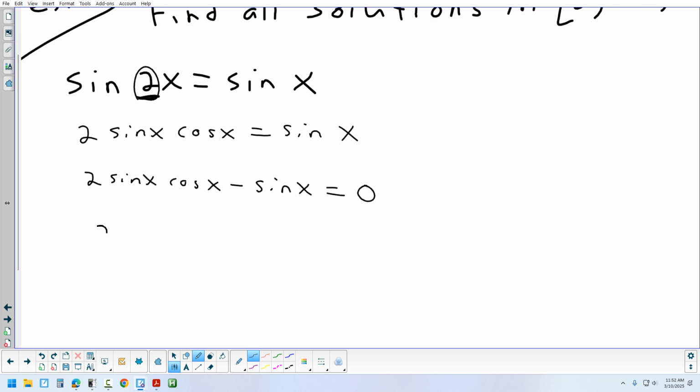Well, this is like having 2xy minus x equals 0. These aren't like terms, because this is different than that. So these can't be combined. But there is something you can do there. And I mentioned this, it was one of the very first things I mentioned when we started the notes.